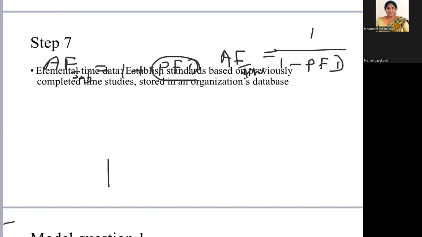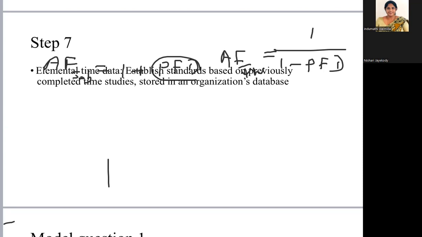Then suppose the database has time studies on reaching the... shall I make one example? Suppose the database had time studies on reaching 6 inches for a tool and reaching 12 inches for a tool, right? But for the job you are studying, the operator reaches 9 inches for the tool, right? That is between 6 and 12.